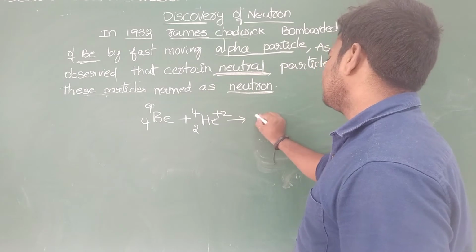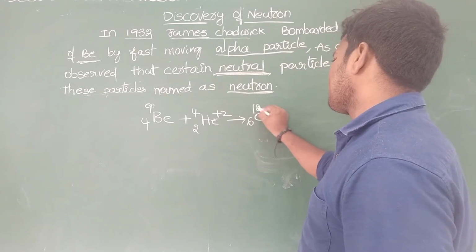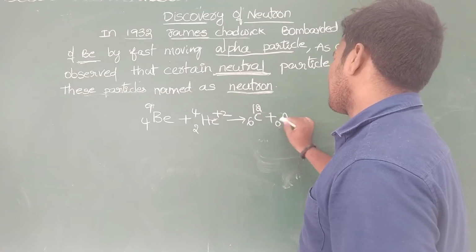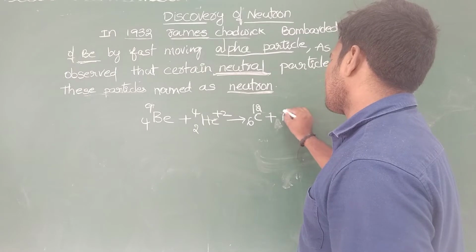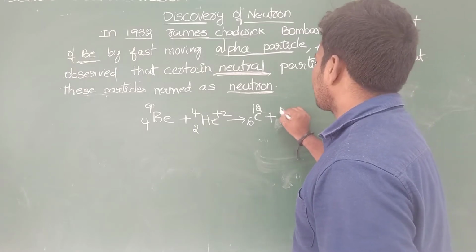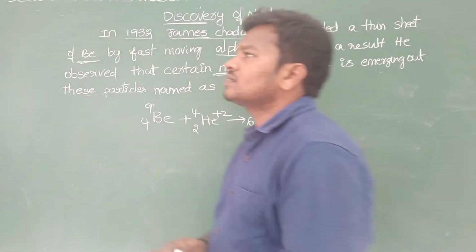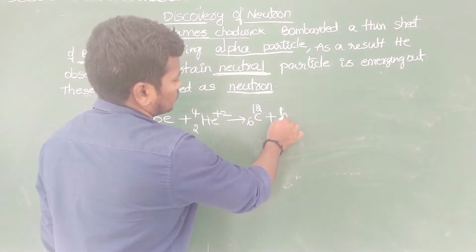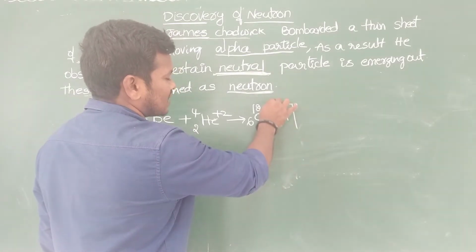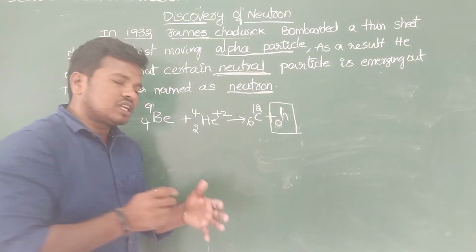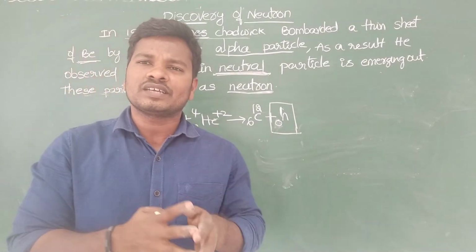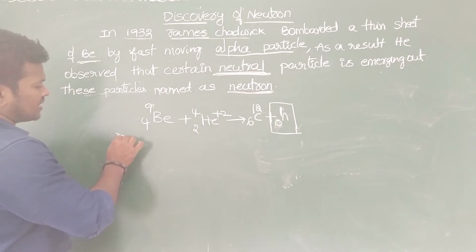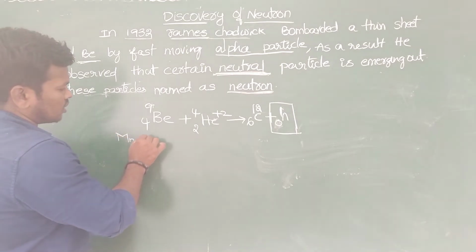So now you can see that the neutron has mass 1 but 0 charge. Neutron doesn't have any charge, that's why it is not deflected in the electrical and magnetic field. So now you can see the mass of the neutron in grams.